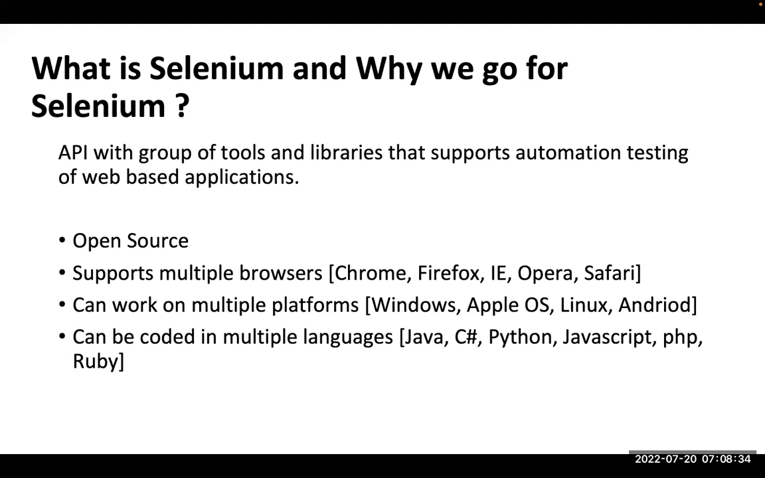Now, what is Selenium? These are the advantages why we need to go for Selenium. Now, what is Selenium? Selenium is an API with a group of tools and libraries that supports automation testing of web-based applications. Now, first, let's see one by one, what is a web-based application?